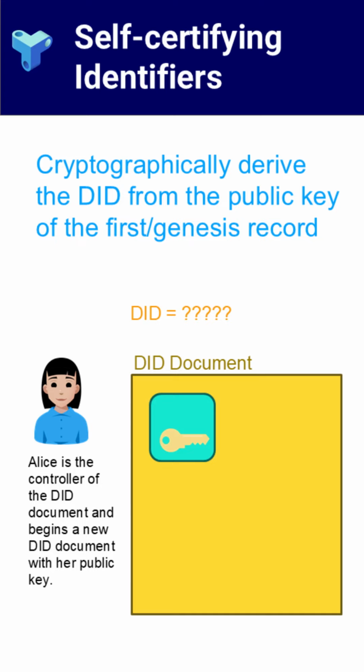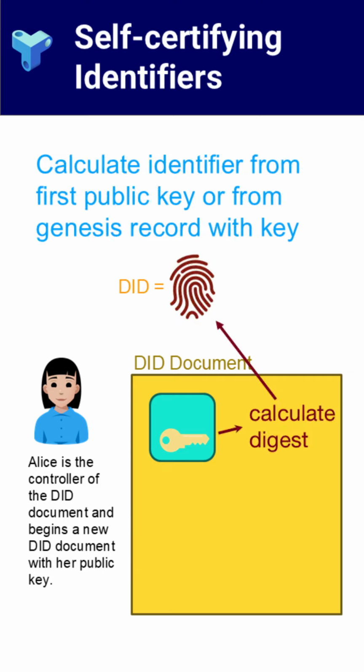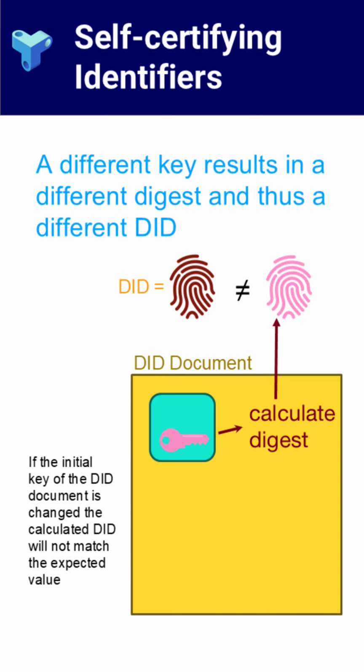This is a special kind of identifier that proves it belongs to a specific entity without needing an authority. How? Take the first entry of a DID document, its genesis, which includes the controller's public key. Now calculate a digest of that document. That digest becomes part of the DID itself. Because the digest includes the public key, you can't change the key without changing the identifier. If someone tries to claim that DID using a different key, the digest won't match, and everyone will know.